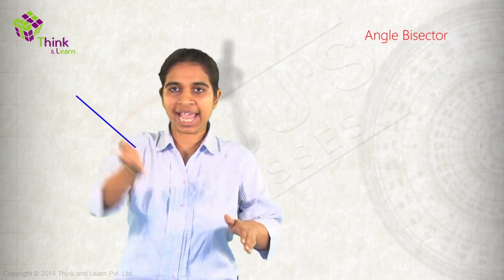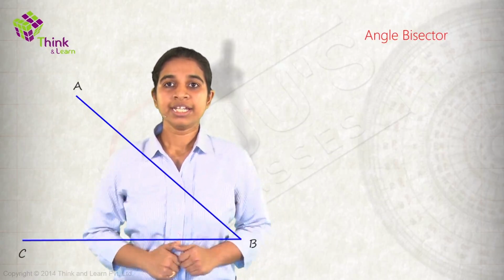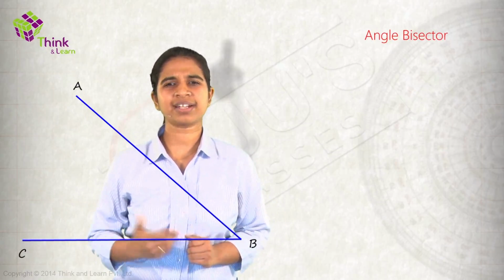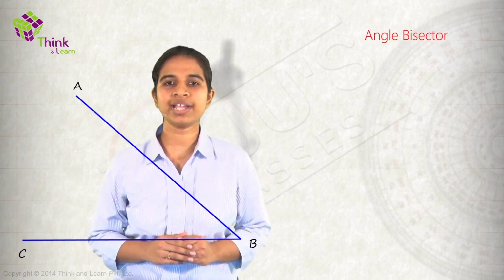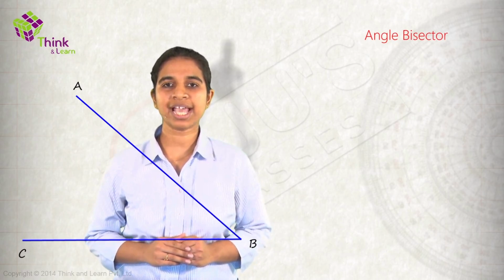Let's try to construct the angle bisector of a given angle. Let's say we've been given angle ABC. The method to construct this angle bisector is something you already know. Let's revise quickly. How will you construct the angle bisector?